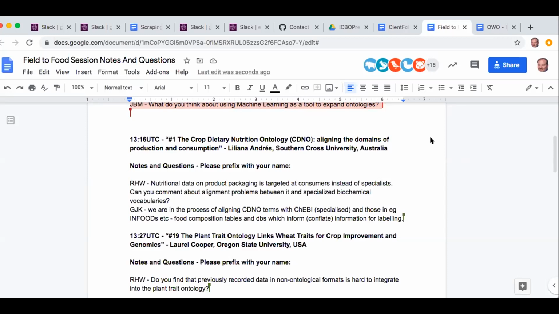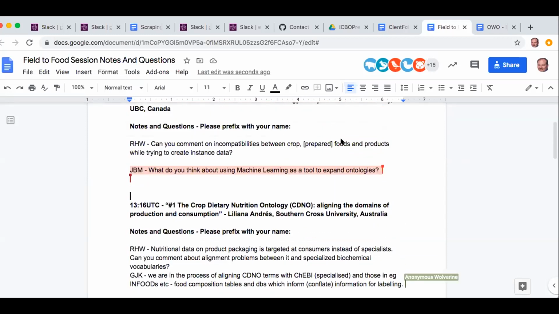But I think there are lots of other opportunities for machine learning, and there are other folks on the call here who are doing work in that. If Tarini happens to be listening, she could have some things to say.